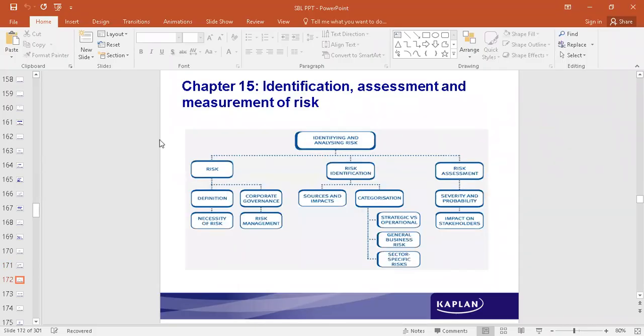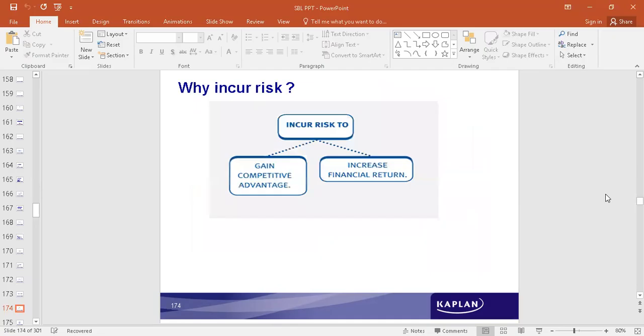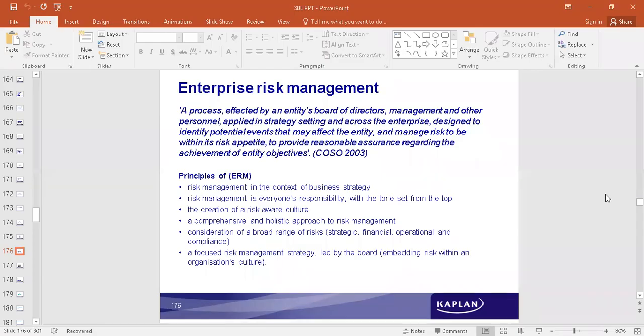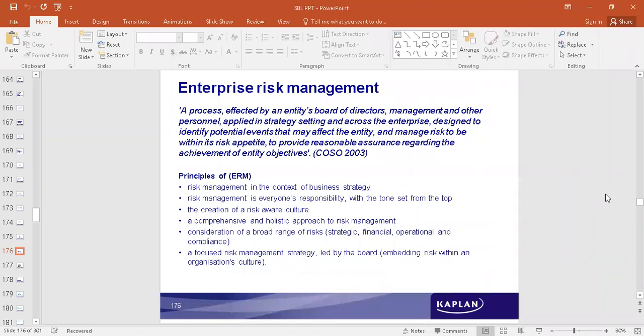Then we started with the concept of risk management, the definition, the risk management strategy, the process, etc. Why incur risk? Then we learned about a concept called ERM, enterprise risk management, which is given by COSO. The definition of ERM says that it is a process wherein the members of the organization, starting from the board of directors and members at other levels of management, are involved in designing the strategy and also in how things are implemented in the organization. The process also looks into how the risks are managed within its risk appetite, ultimately to ensure that the organizational objectives are achieved.